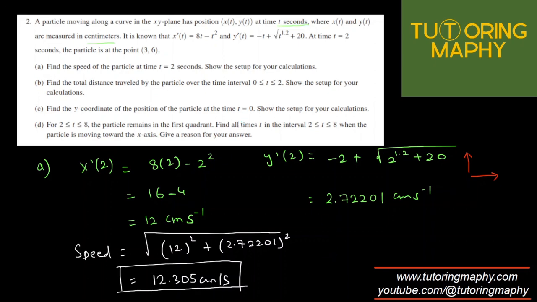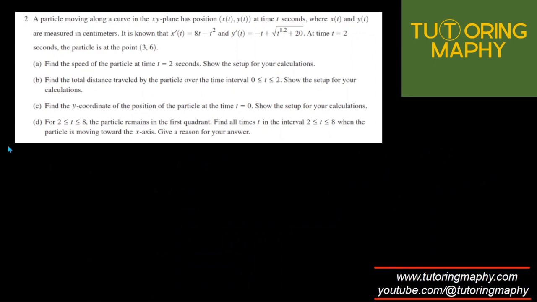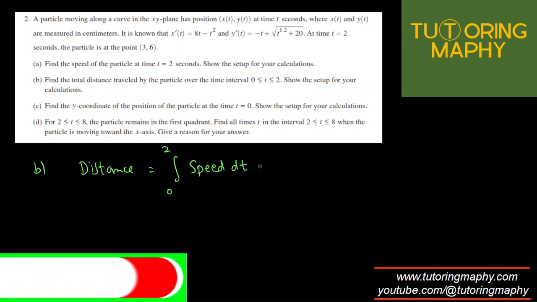Right, let's move ahead to the next one. We have to find what is the total distance traveled by the particle over the time this and show the setup. So we know that the total distance is given by the integration from 0 to 2. So from 0 to 2, that's the antiderivative of the speed dt.